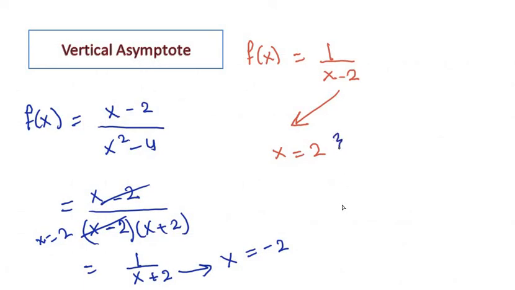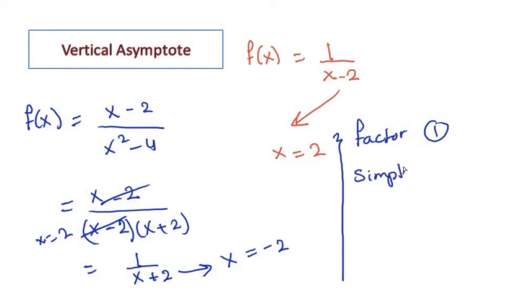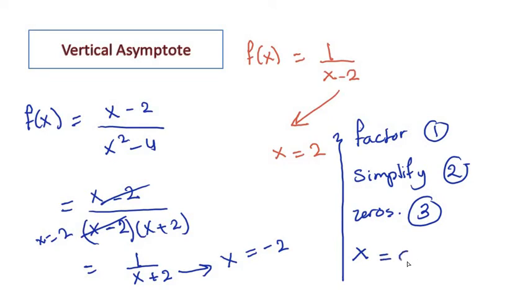So, to tell where the vertical asymptote is without graphing, you need firstly to factor. This is number 1. Then simplify the function. After that, you find the zeros of the denominator. This is step number 3. And the asymptote is where the zeros are. The asymptote is represented by the equation x equals c. C is a constant and it is the zero of the denominator.